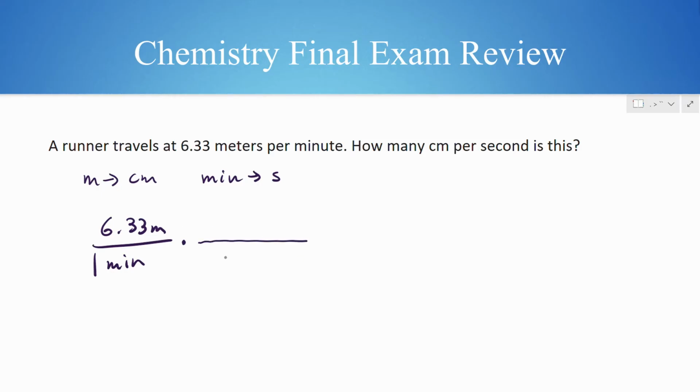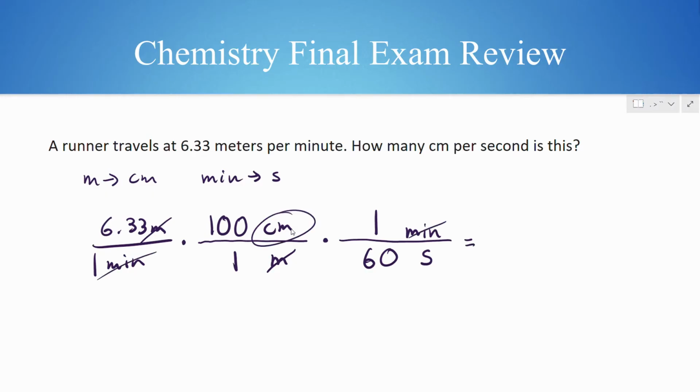So meters needs to cancel out, so we'll put that on the bottom, and we're going to go to centimeters. Now in 1 meter, we have 100 centimeters. Alright, so meters cancel out, and now we can convert our time. So we'll put minutes on the top because we need to cancel out the minutes here on the bottom. And we'll put seconds on the bottom here. So in 1 minute, there are 60 seconds. So now minutes cancel out, and we are left with centimeters per second, which is what we want, so we can go ahead and multiply.